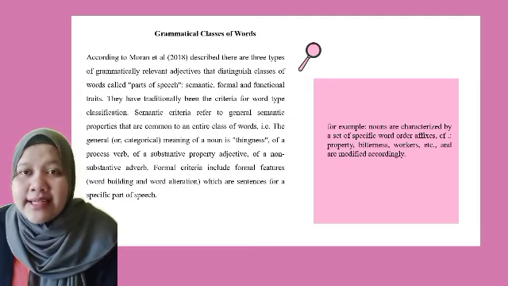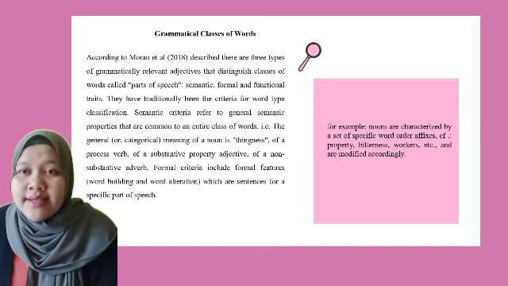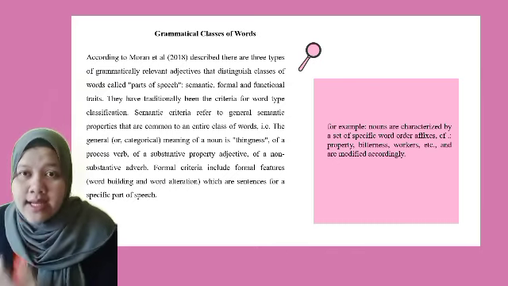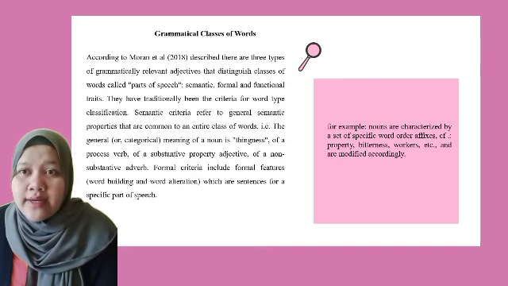Semantic criteria refer to general semantic properties that are common to an entire class of words. For example, the general or categorical meaning of a noun is thingness, of a verb is process, of an adjective is substantive property, of an adverb is non-substantive property.